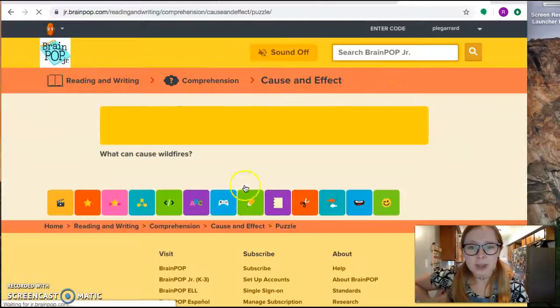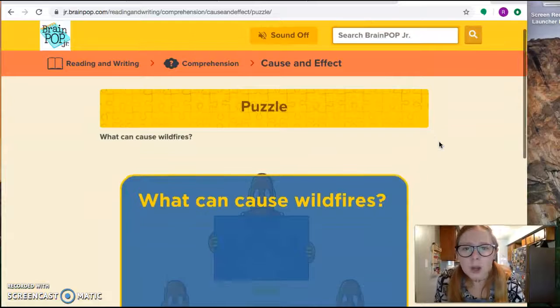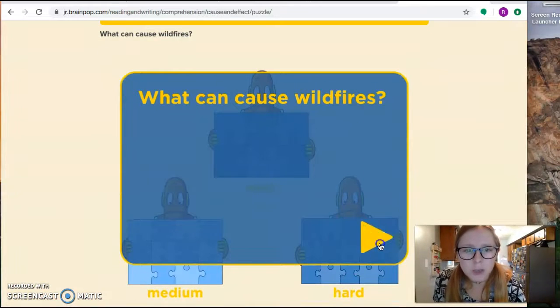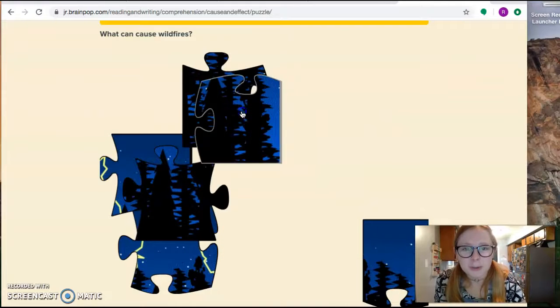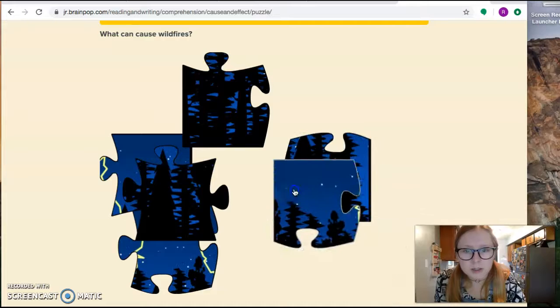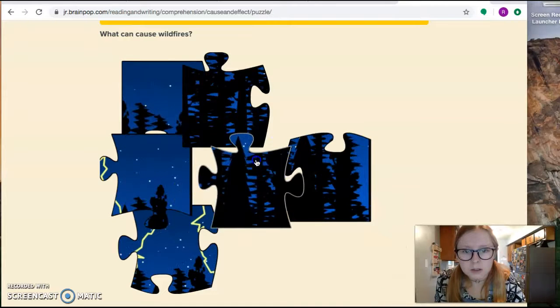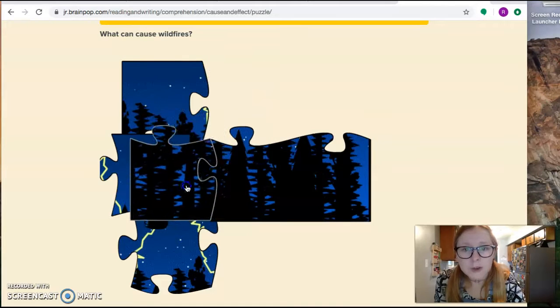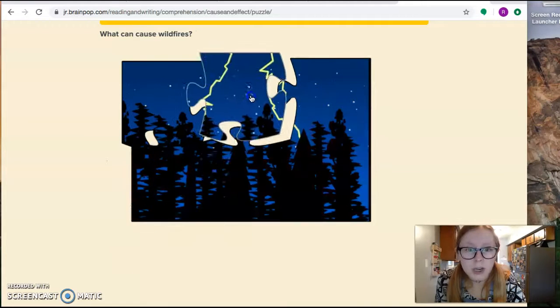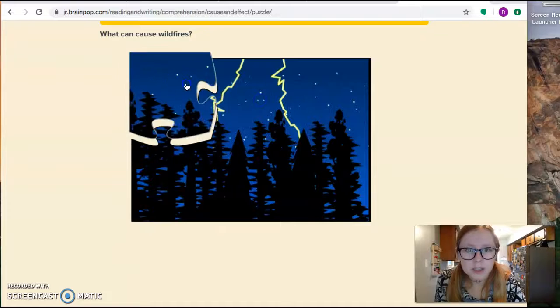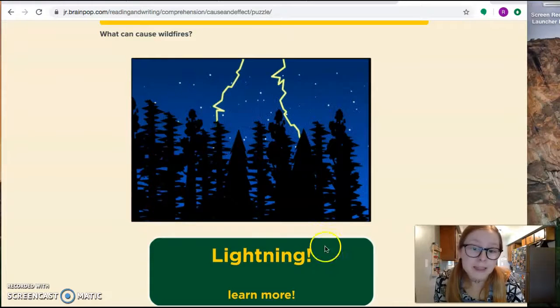Let's click on the game and see what we have here. So what can cause wildfires? Do we want to do easy, medium, or hard? Let's do easy just so I can show you an example. All right. And then you use the pieces to make a picture. What would cause wildfires, or what can cause wildfires? What do you think it is? Lightning. Lightning. Learn. All right.